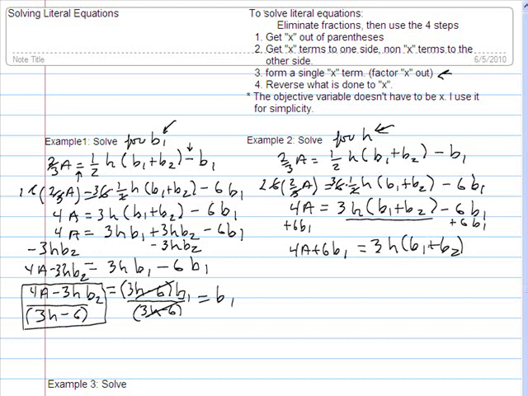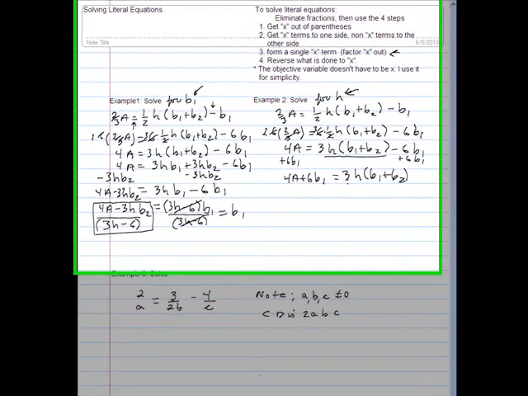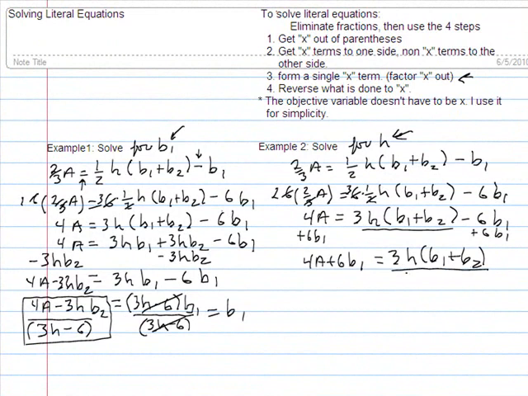So we come to the last step, reverse what is done to h. h has 2 things done to it. It's multiplied by 3, and it's multiplied by that bracket. So if you want to undo that, if you want to reverse that, you'll divide by 3 and you'll divide by that bracket. And you have to do it to both sides. Divide by 3, divide by the bracket.